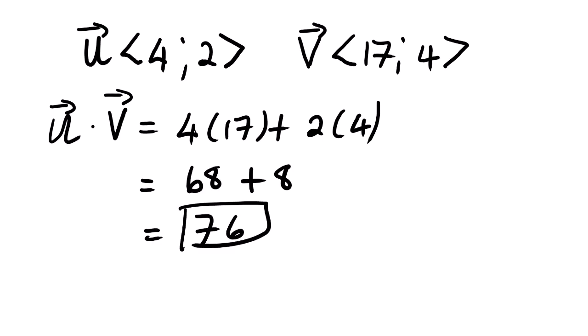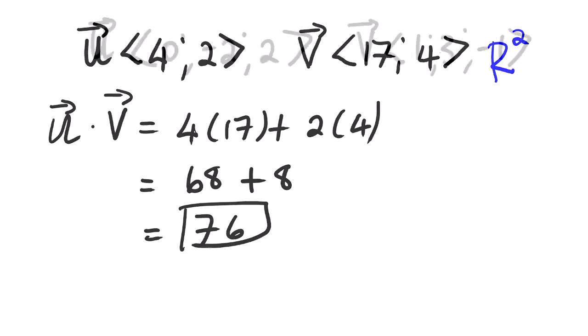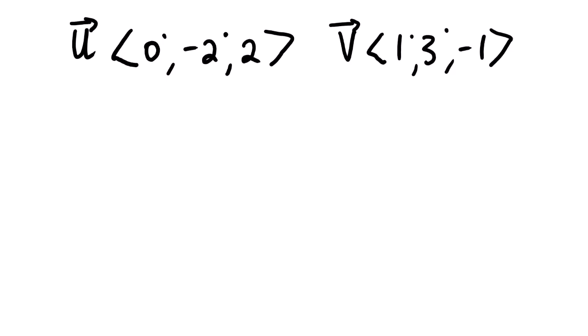Now you can see that for this example we are actually dealing with two-dimension vectors. Now let us look at three-dimension vectors. How do we actually solve them using the dot product? Our two three-dimension vectors. Now the first question, what is the dot product of vector u and vector v?